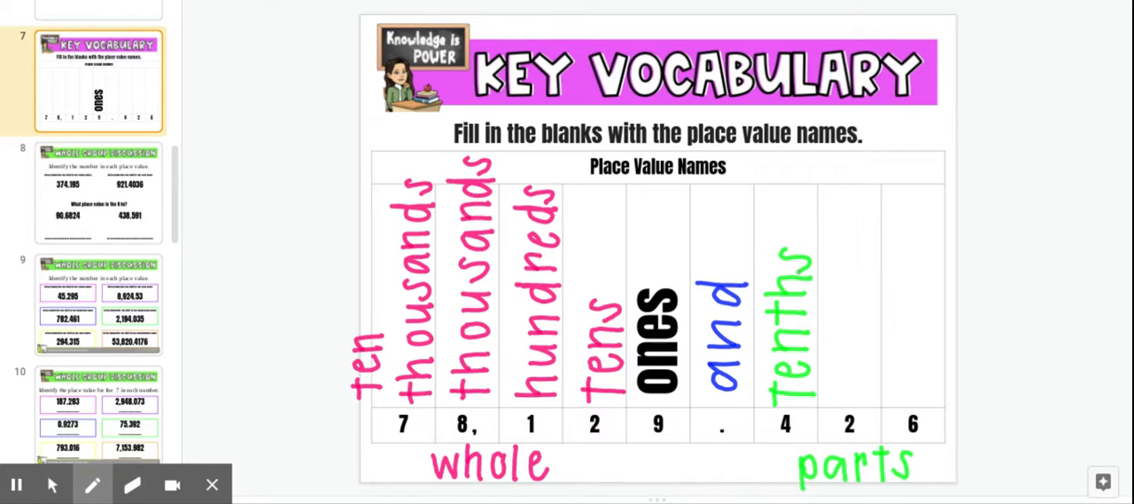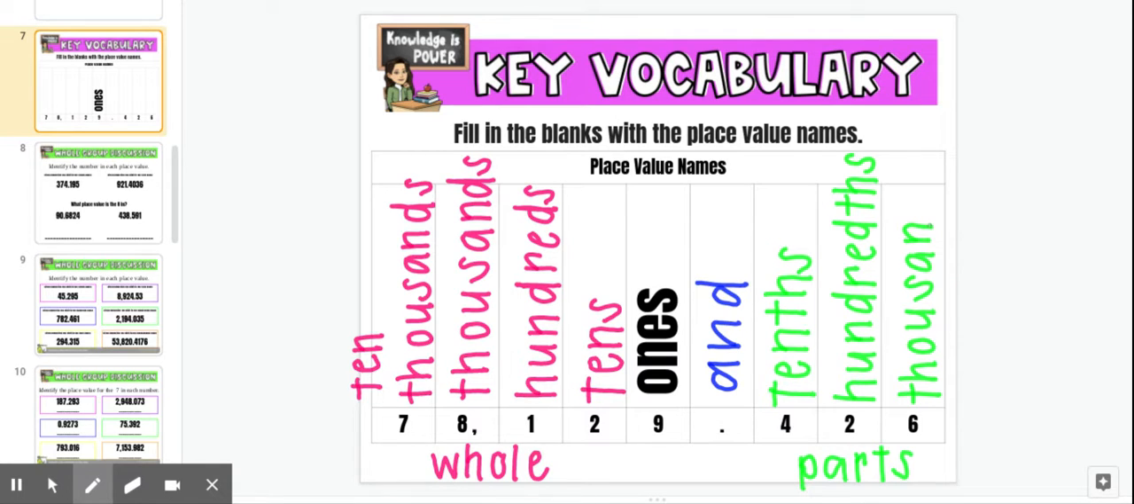We'll talk about the pattern in a little bit. But tenths, remember that THS, it's always hard for me to say. I feel like I'm spitting. Then hundredths, and then thousandths. Remember, anything that has THS is a decimal number. It's a part of a number. It goes after the decimal.